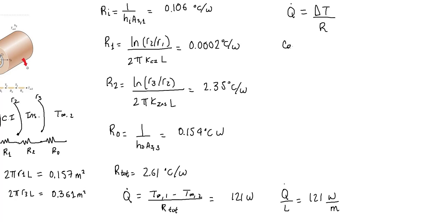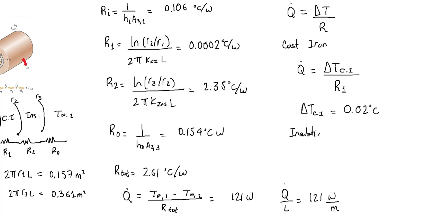We're going to start with the cast iron, so the inside of the pipe. The value of Q is exactly the same, and this is the delta T of the cast iron. The resistance that we have in between those two points is simply going to be R1. Therefore, when we find the change in temperature across the cast iron, we find it to be 0.02 Celsius.